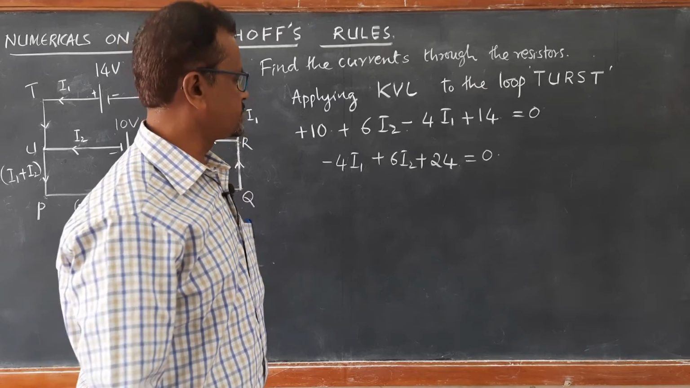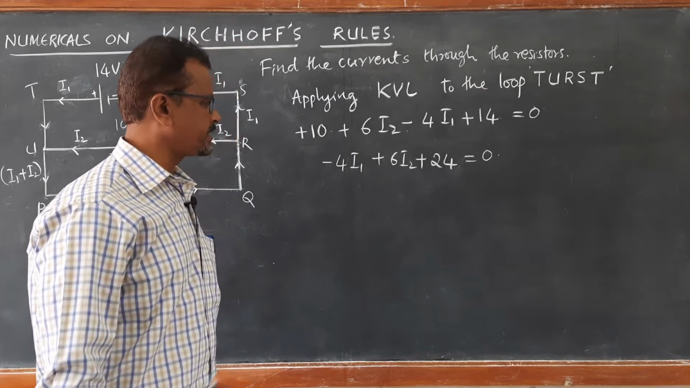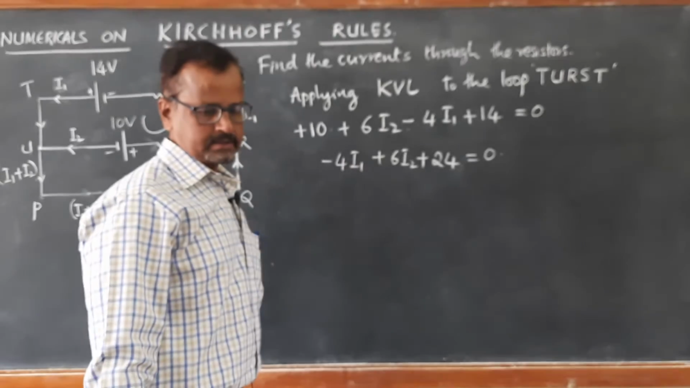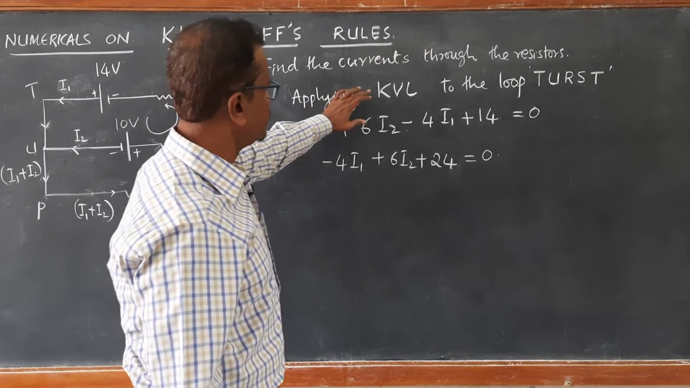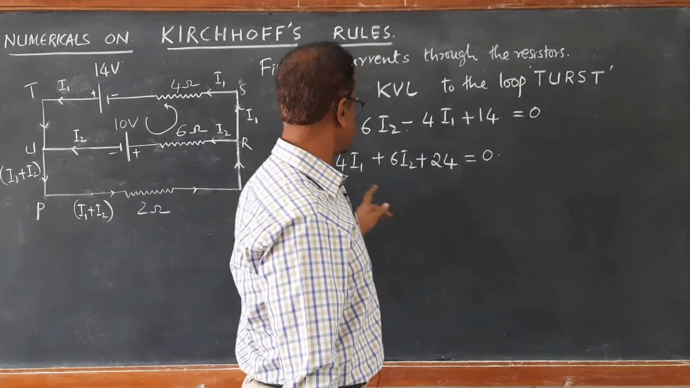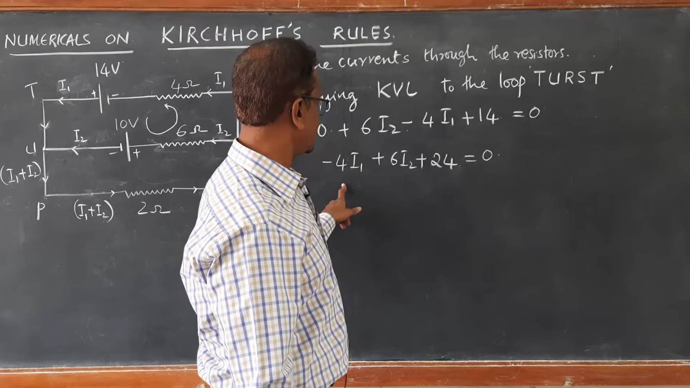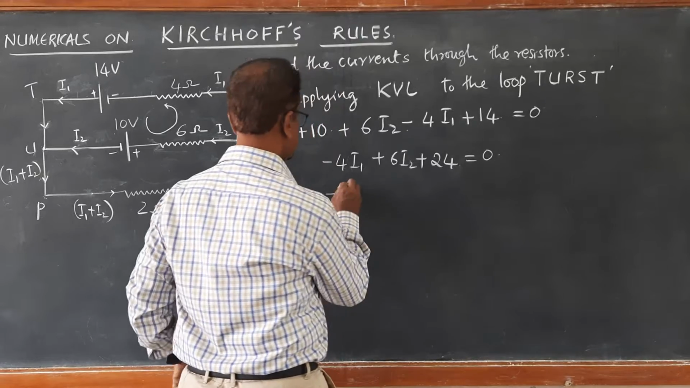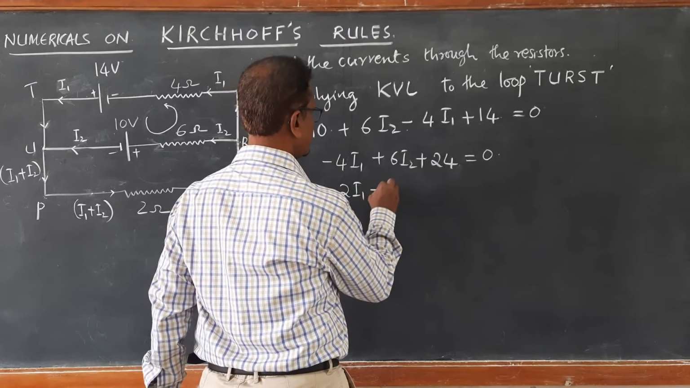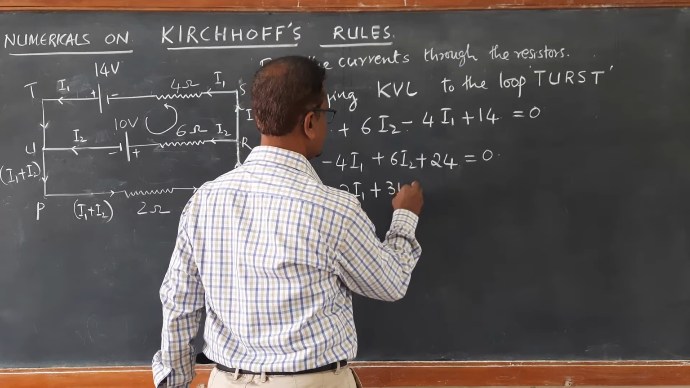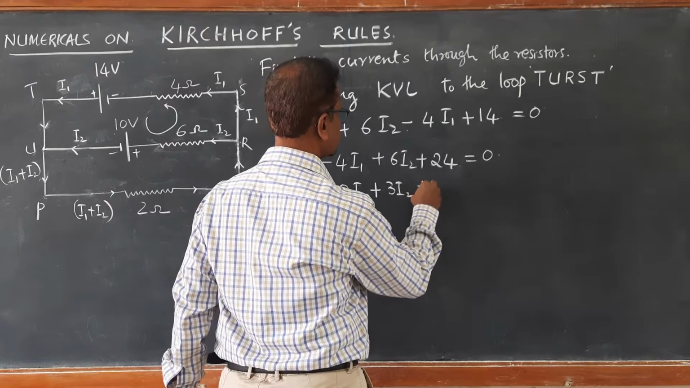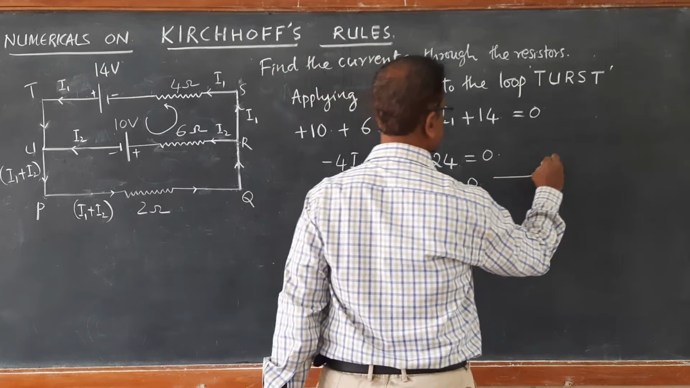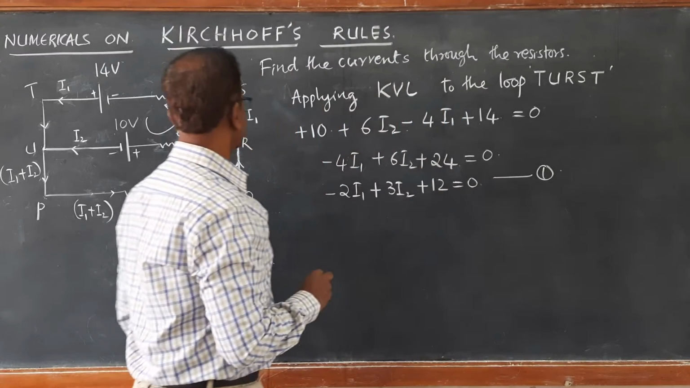This is the first equation: minus 4 I1 plus 6 I2 plus 24 is equal to 0. So this is for the loop TURST. You can simplify this if you want. Take out 2 common. So it becomes minus 2 I1 plus 3 I2 plus 12 equal to 0. Call this equation 1.